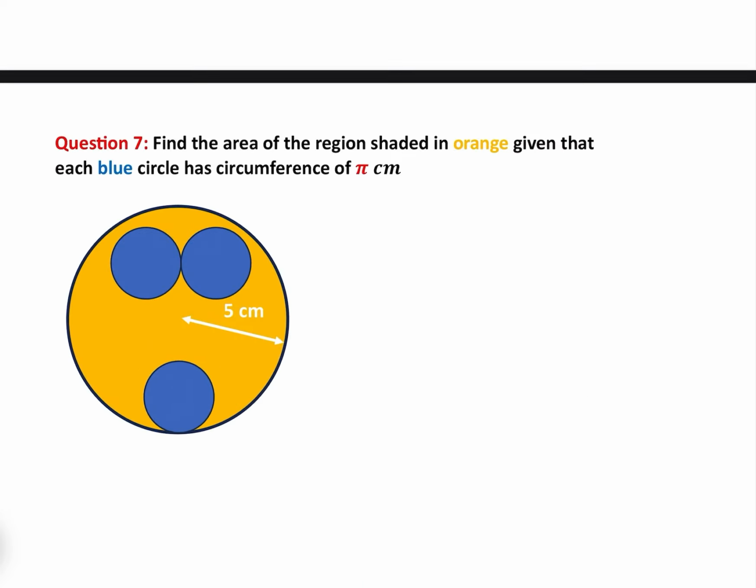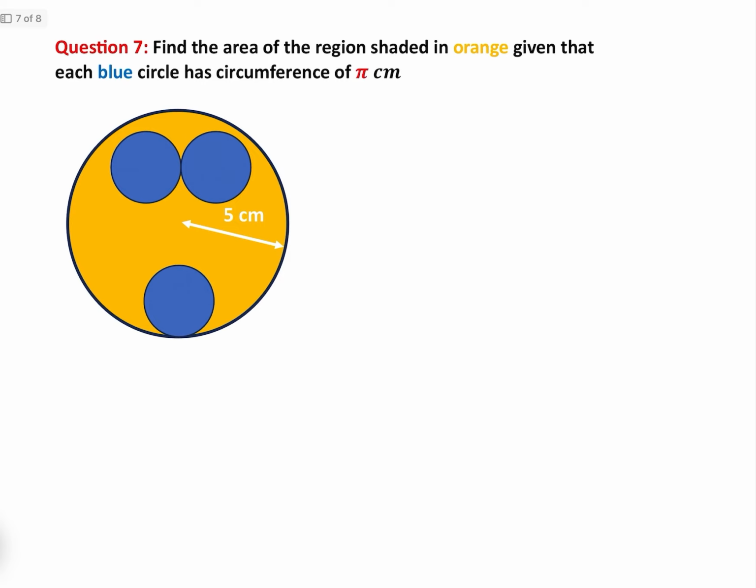Okay, that's question 6. So look at question 7. Again, very slightly more complicated. Pause the video if you wish to do this. Okay, good. So basically, the area in orange is the entire circle, take away these 3 blue circles, and they tell us that each blue circle has a circumference of pi. So they're telling us what the circumference is.